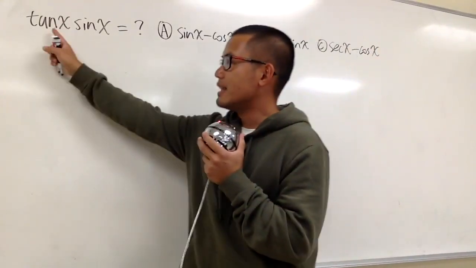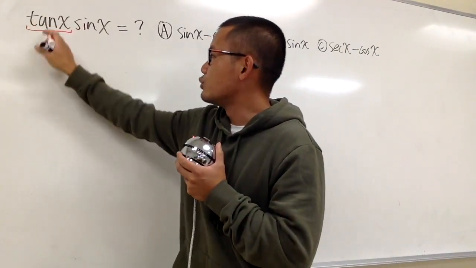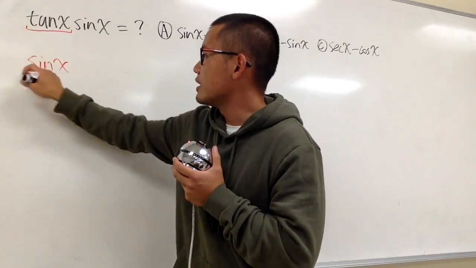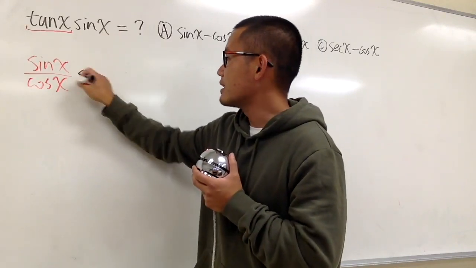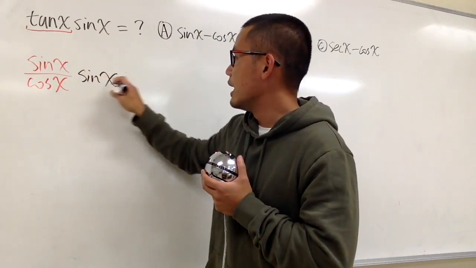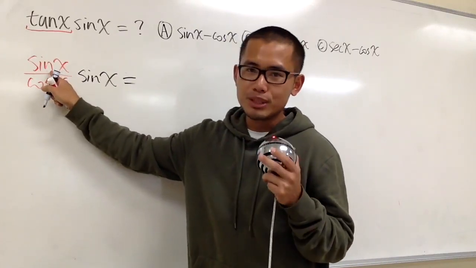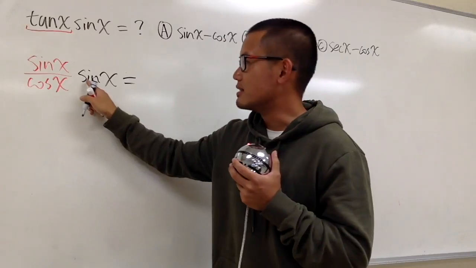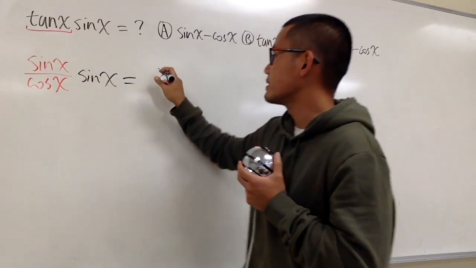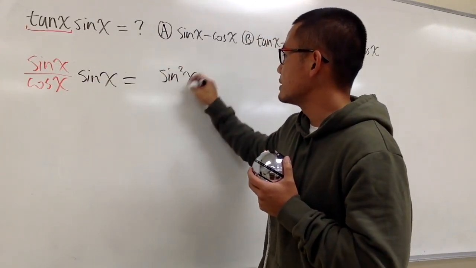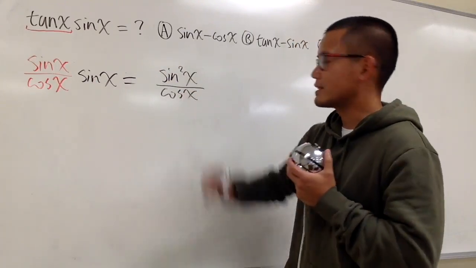Okay, here we have tangent x times sine x. And we already see that here it is the tangent x. Let's write that as sine x over cosine x right away, right? And then here we have the sine x, so let's just put that down. And now, as we can see, we have the sine x right here. This can be multiplied with the sine x because this is the same as sine x over 1. So we will have sine squared x, and we'll put that on the top like this. And then this is still over that denominator, which is cosine x.